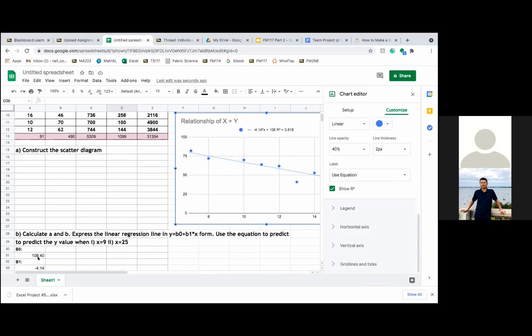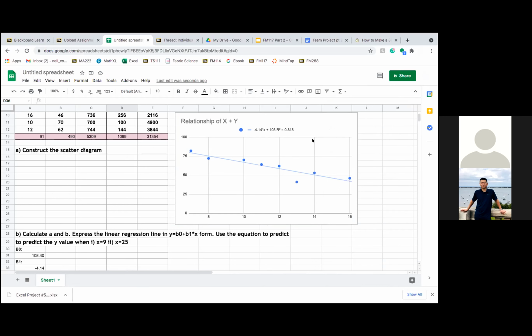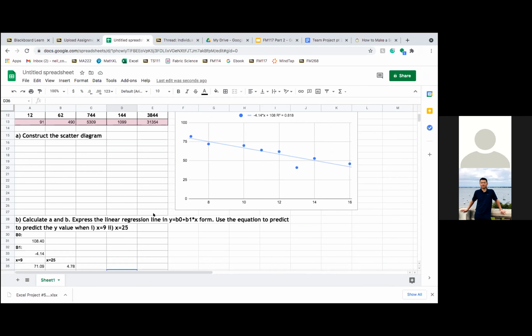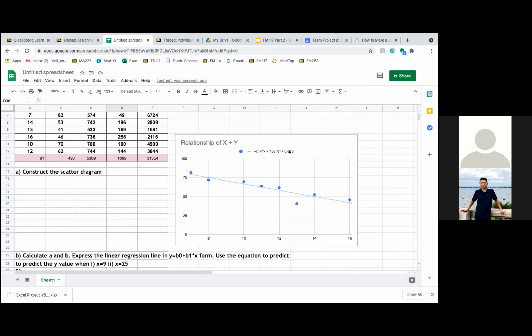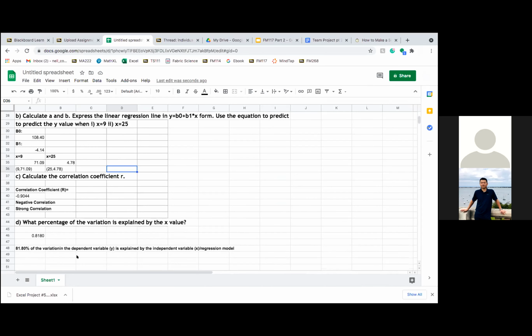Yeah, which I got 4.14. That's what you have. Perfect. Yeah, but I'm a little confused. R squared is supposed to be 0.818. Yeah, that's what you have. You see? Oh, so this is supposed to be here. Yeah, it's supposed to be R squared. That's right. Okay, and then one last thing.